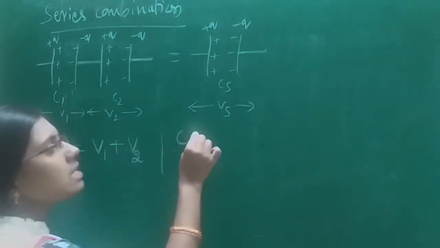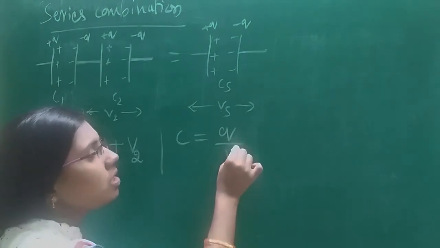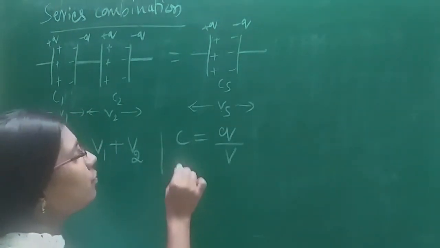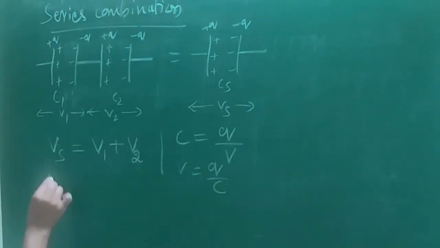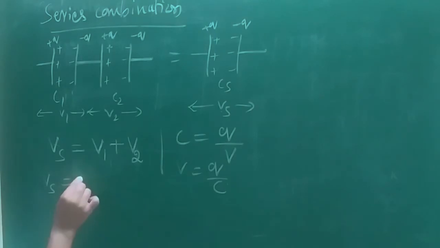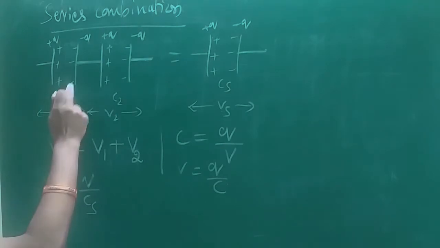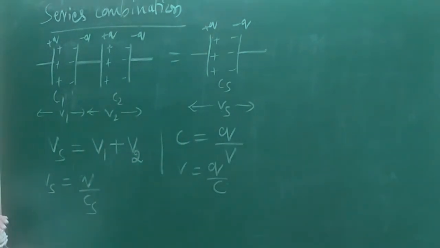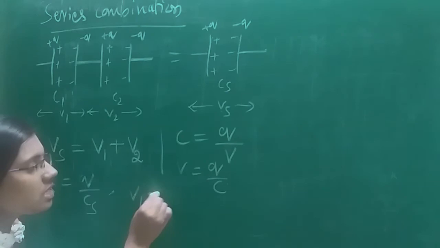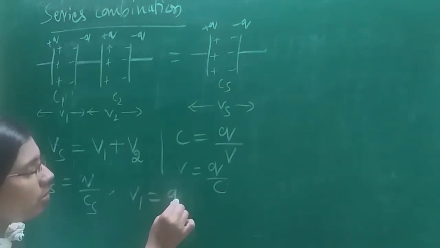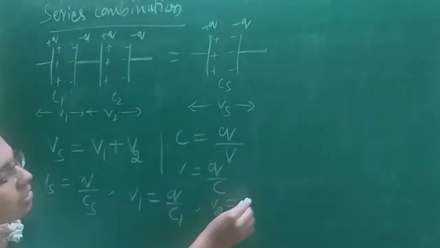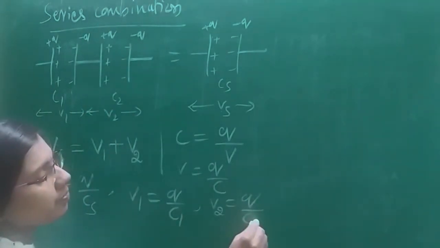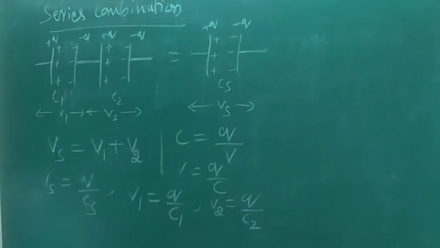We know capacitance is the ratio of charge to the potential difference. So, V can be written as Q by C. Therefore, Vs, the potential across the equivalent capacitance, is Q by Cs. Here the charge remains the same. The charge of C1, C2 and Cs is all Q. In the same way, the potential difference across the first capacitor is Q by C1, and the potential difference across the second capacitor is Q by C2. Now substitute these values in this equation.